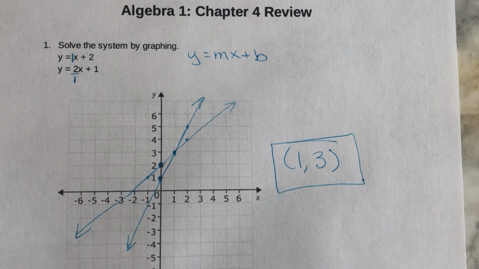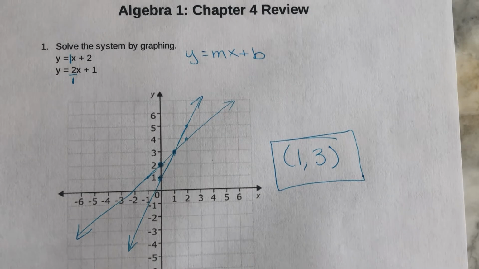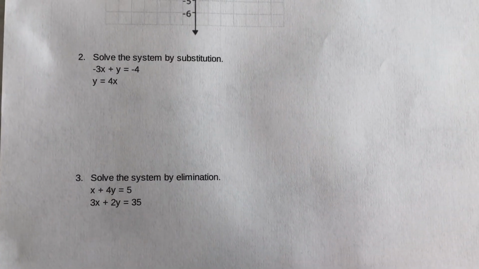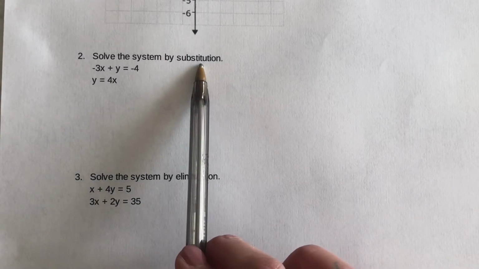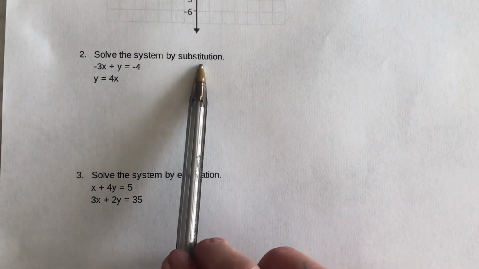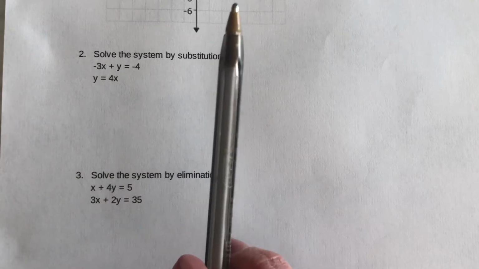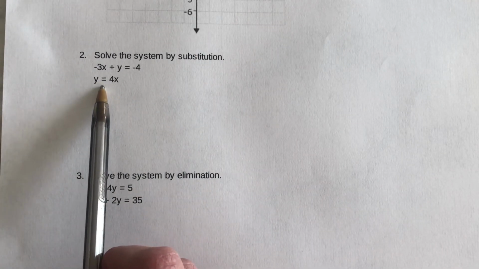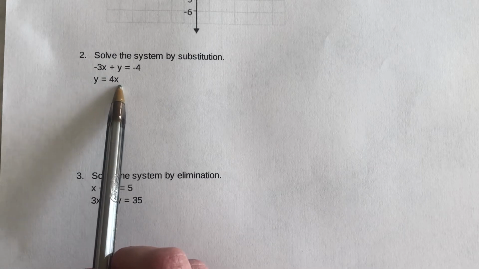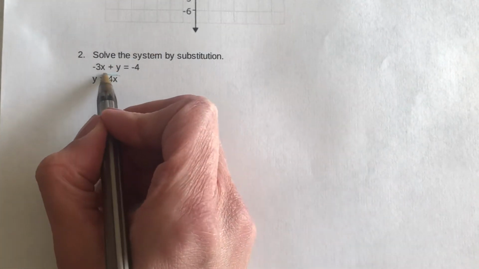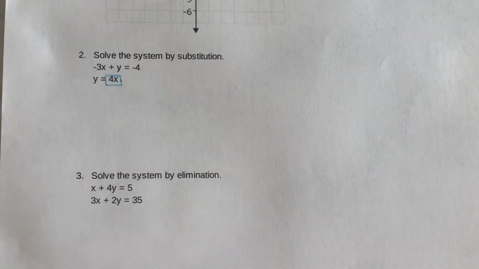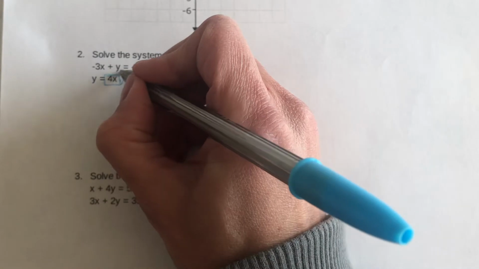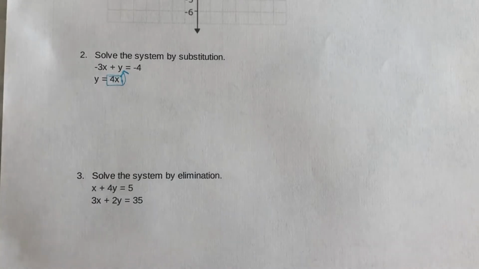The second way to solve systems is by what's called substitution. So number 2 deals with that, solving by substitution. Substitution means trading one thing for another. So we're going to trade the value of y here. It says y equals 4x. We're going to take that 4x and substitute or trade it in for the y in the other equation here.